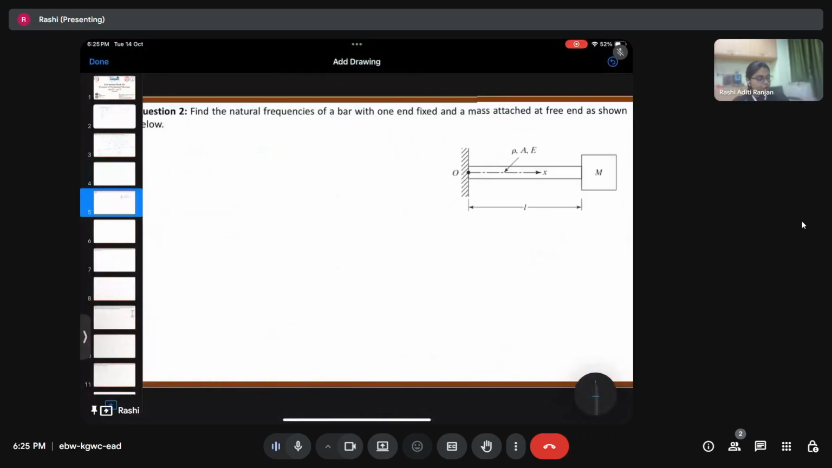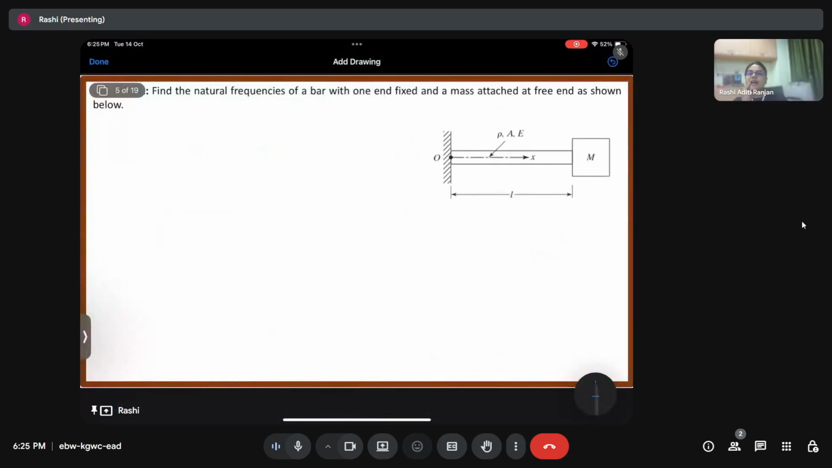Coming on to question number 2. Here we are supposed to find out the natural frequency of a bar with one end fixed and a mass attached at the free end as shown below. Okay. So in the previous question, what were we doing? We had a free bar. Both ends of the bar were free. In this case, firstly, one end is fixed. And the second end is free, but then there is a mass m on the free end. Okay, I hope that the question is understandable.